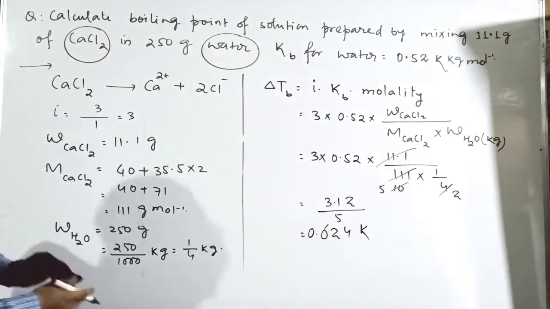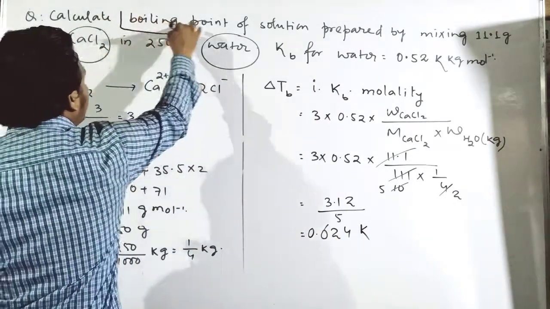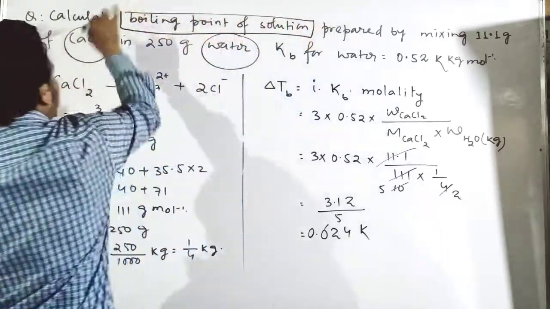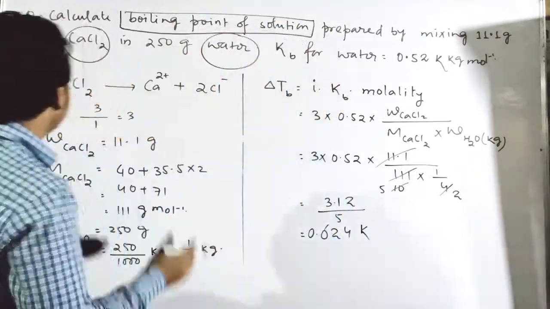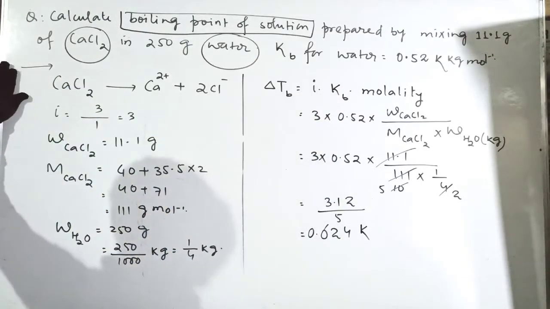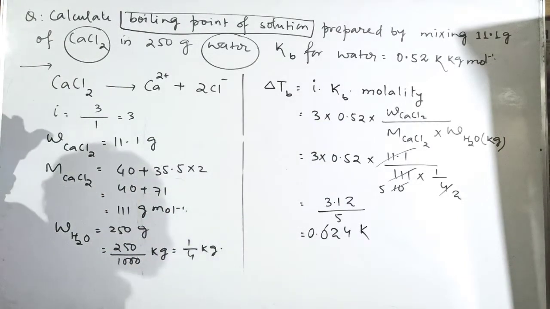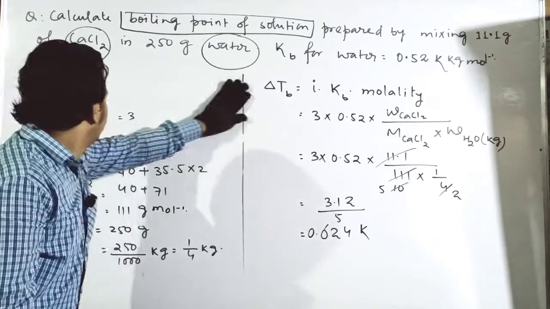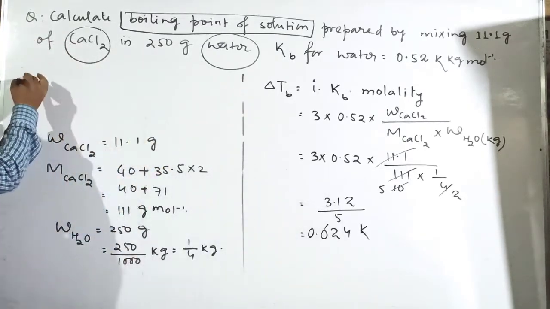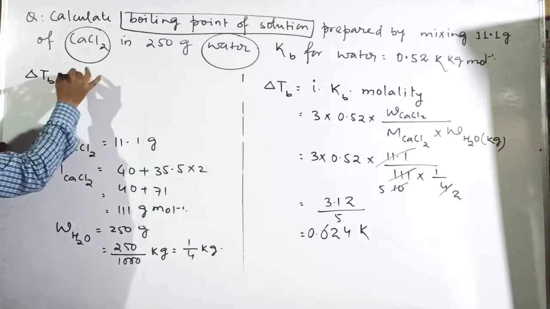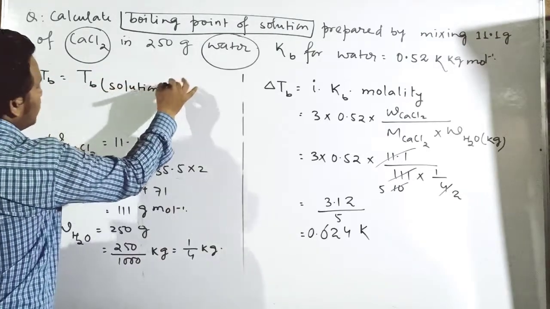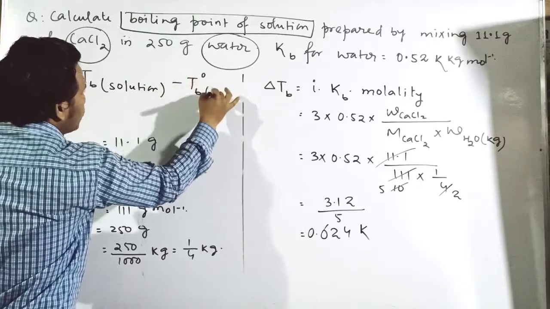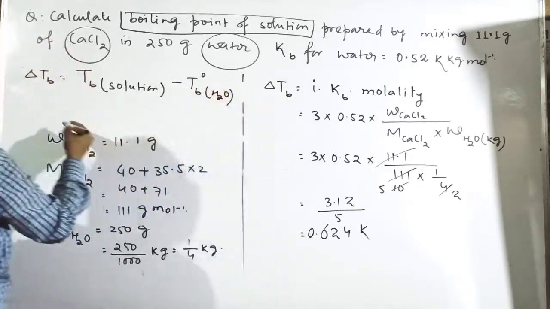But what do we have to find? We have to find the boiling point of the solution. So in the definition of del Tb, the boiling point of the solution is there. Now use that one. I am rubbing it. Pause the video and write it. Okay. So use the formula: del Tb is the boiling point of the solution minus the boiling point of the pure solvent.